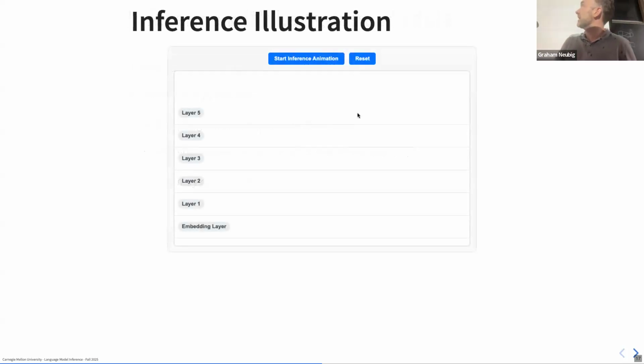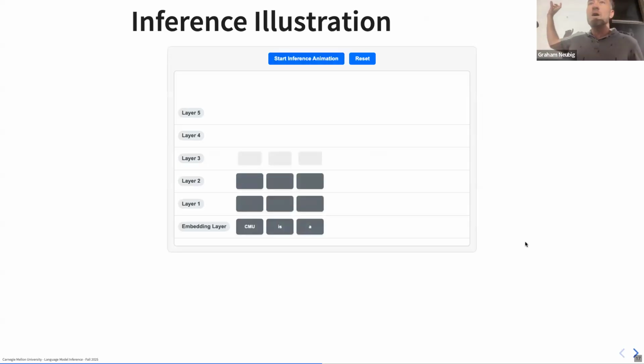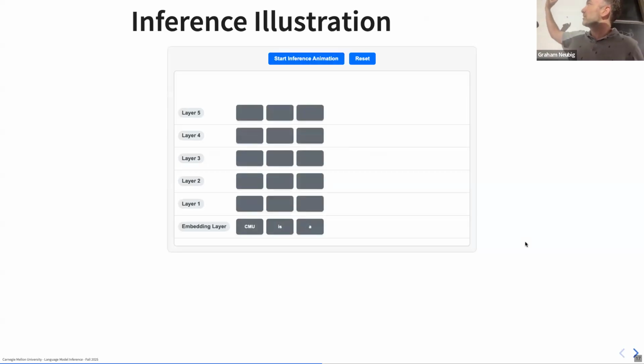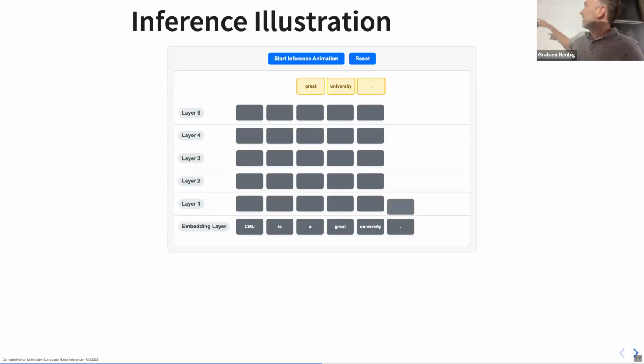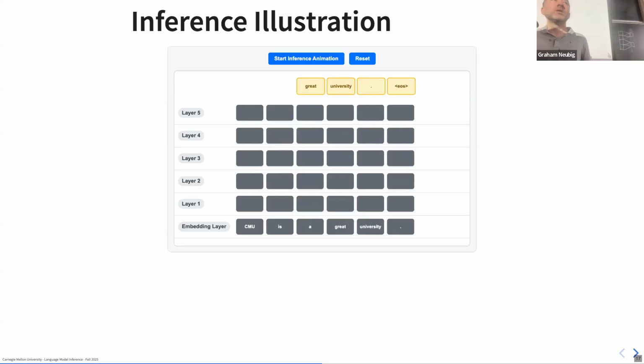But going back to the diagram that I showed before, let's look at inference. So now we have smaller block, smaller block, smaller block, smaller block, smaller block. Predict a word, and now we're walking through in an autoregressive fashion to calculate the outputs like this. And then we finally get to the end of sentence symbol here.